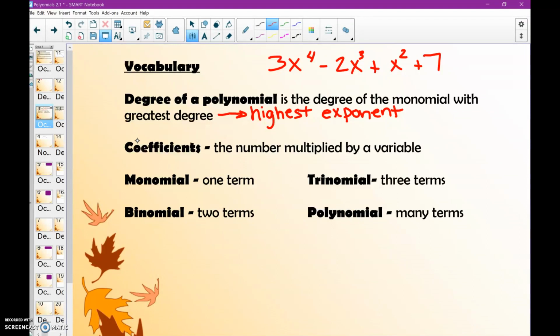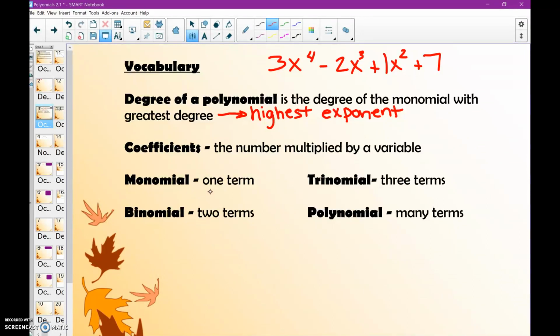Coefficients, you guys have learned that one. That's the number multiplied by a variable. So 3 is a coefficient, negative 2 is a coefficient. There's really a 1 right here, so 1 is a coefficient. 7 is not a coefficient. That's actually what we call a constant. Constant means the number that doesn't have a variable attached to it. So a couple coefficients in there.